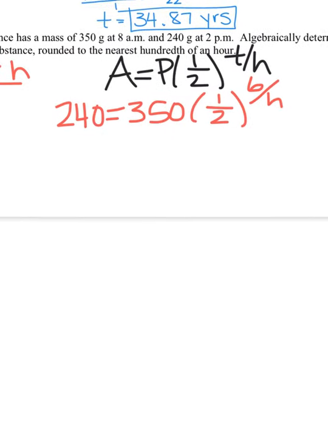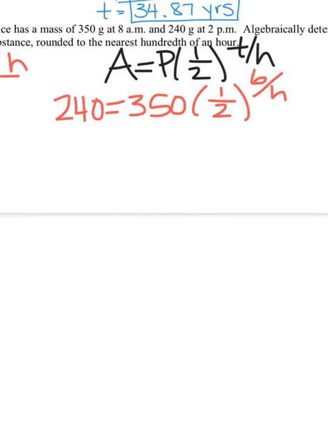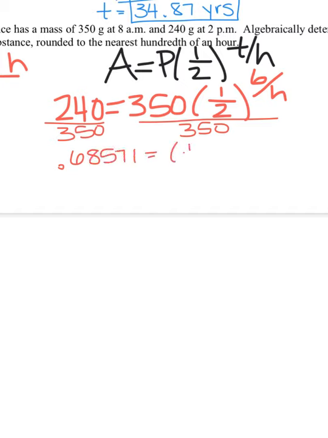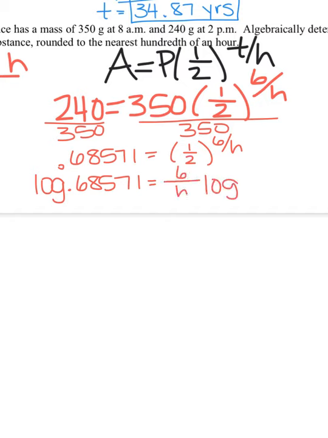So I'm going to zoom in on this now because nothing else matters. My first step, just like before, we divide both sides by this P value. 240 divided by 350 is 0.68571 equals 1/2 raised to the 6 divided by H. The variable is in the exponent, so we need to use logs. So we have the log of 0.68571 equals, the exponent comes out front, 6 divided by H, log of 1/2.